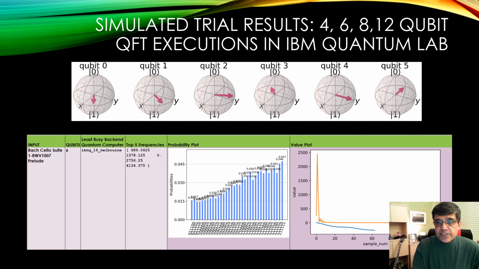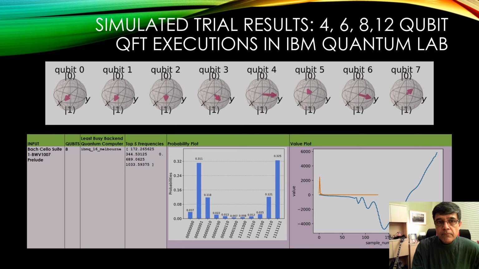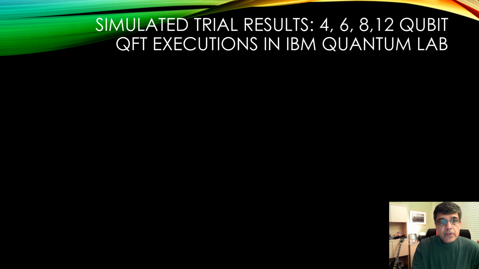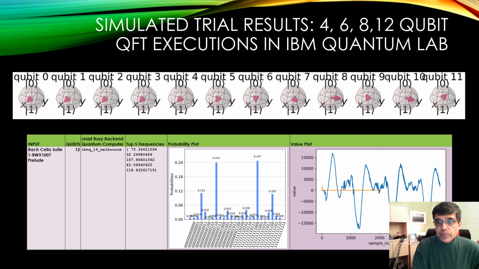Good results for the 6 qubit run. We can see 5 peaks in the orange plot that indicates the top 5 frequencies detected. For 8 qubits, we also saw a really good depiction of the actual waveform in the audio recorded file. And for 12 qubits, we saw really good results in terms of both the peak detection in the histogram plot as well as the actual waveform captured in the value plot.